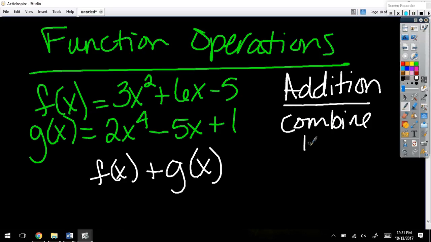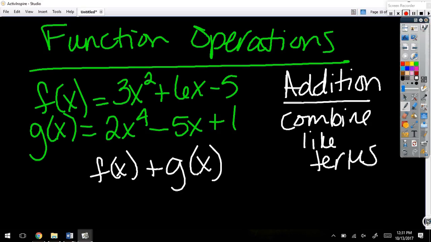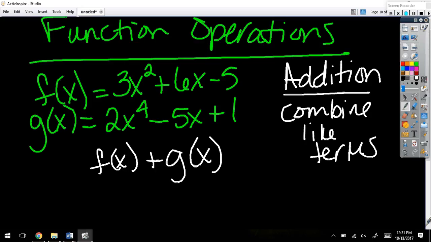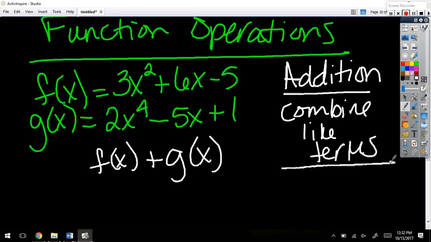Combine like terms. Now I'm going to put a little note on here, and I know you think that you know this, but when you start mixing all the operations, it's going to start to get a little fuzzy for you. When you combine like terms, what do you do? Put the highest first. Looking at these two, I know that 6x and negative 5x are like terms, right? I know that because they have the same degree, the same exponent on their variable.